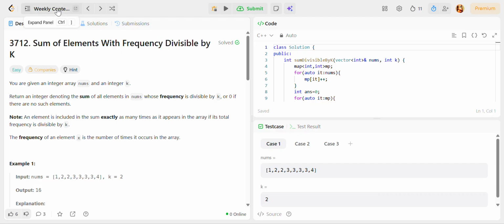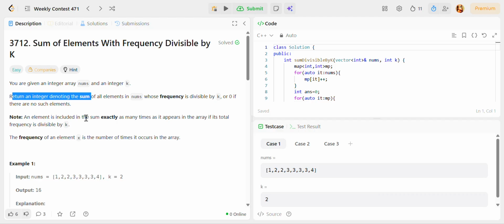So we are going to discuss the first problem of weekly contest 471. Sum of element with frequency divisible by k. We are given an array nums and an integer k, and we have to return an integer denoting the sum of all elements in nums whose frequency is divisible by k, or 0 if there is no such element.